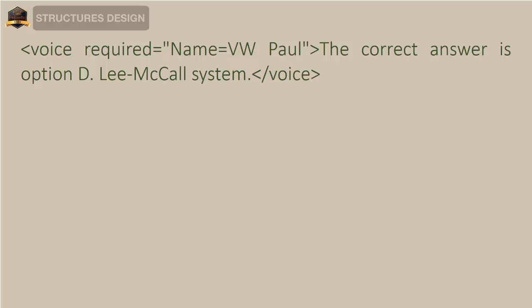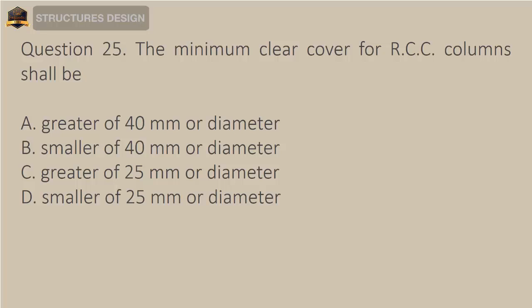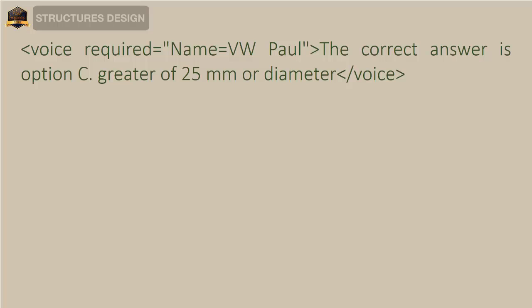Question 25. The minimum clear cover for RCC columns shall be A. greater of 40 mm or diameter, B. smaller of 40 mm or diameter, C. greater of 25 mm or diameter, D. smaller of 25 mm or diameter. The correct answer is option C, greater of 25 mm or diameter.